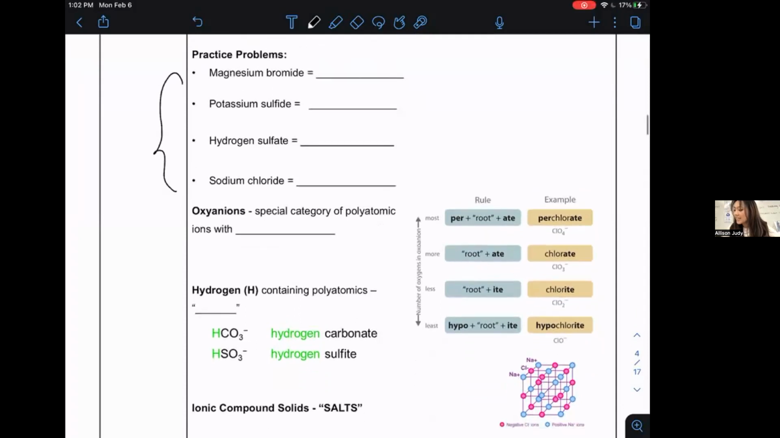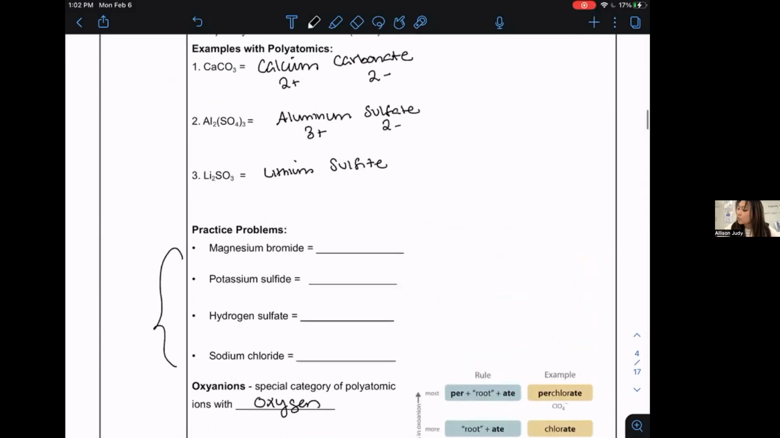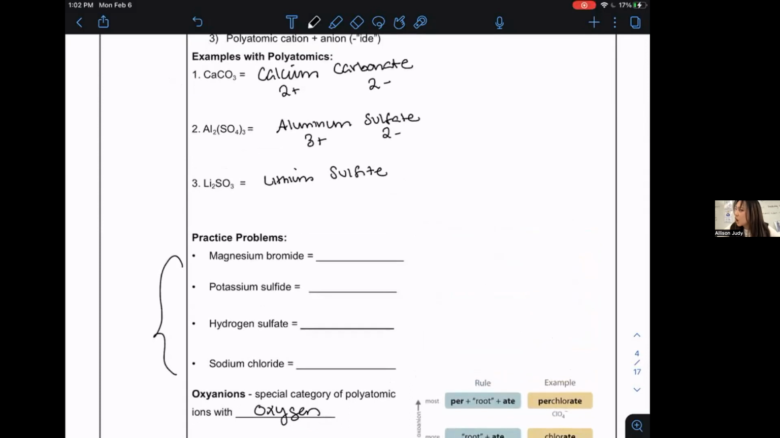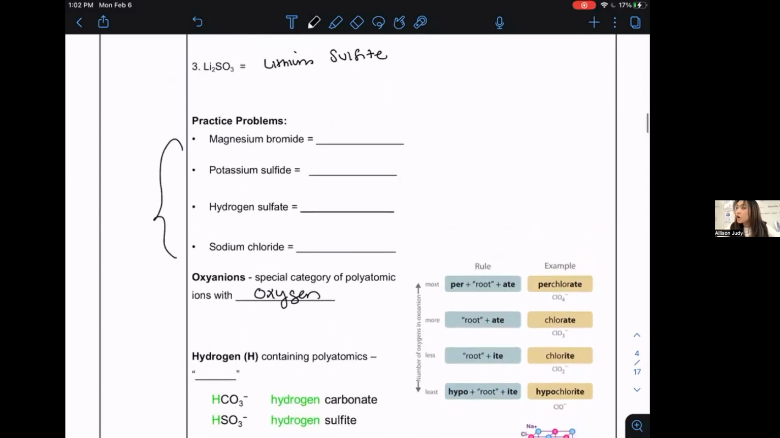So oxyanions are a special category of polyatomic ions with oxygen. By the way, where did we get the ite versus the ate? You should notice that the greater the amount of oxygens present in the polyatomic, you get to ate. And then you add a per-ate if you have a lot of oxygens. Notice sulfate is a 4 oxygen. Sulfite is a 3 oxygen. Same combo of elements, different amounts of oxygen.